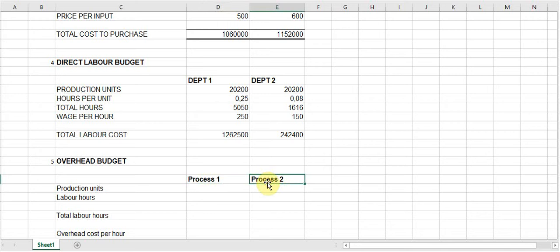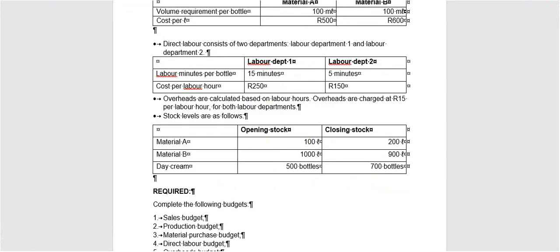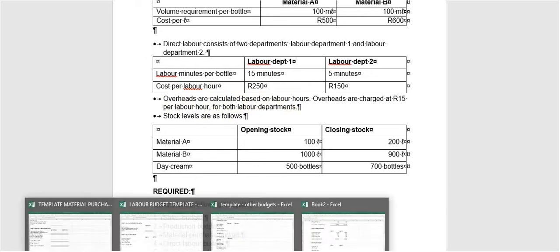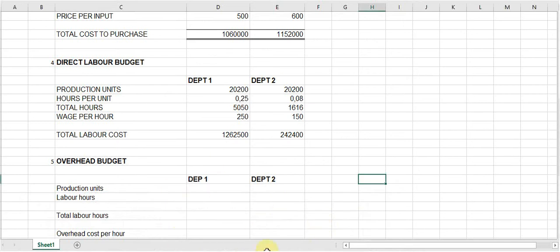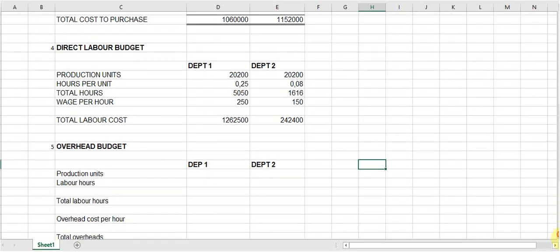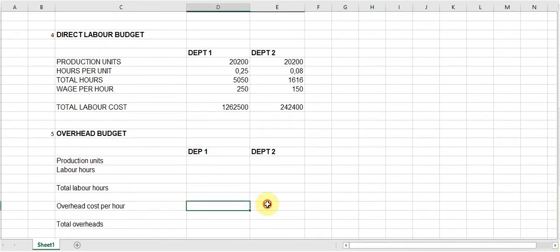We are on the overhead budget, and that is required number 5. And here we just need to customize it because it is now Department 1 for the labor and Department 2 as per the labor. You will see in the question you are told that overheads are calculated based on labor hours. So what needs to be done is we need to fill in all the same information as we did in the labor budget, except this rate will be different. So it is still 20,200.